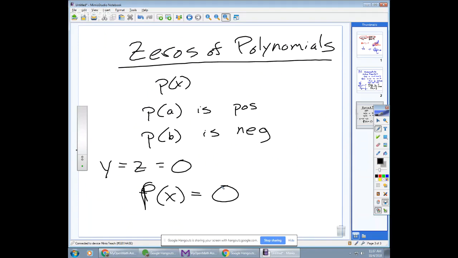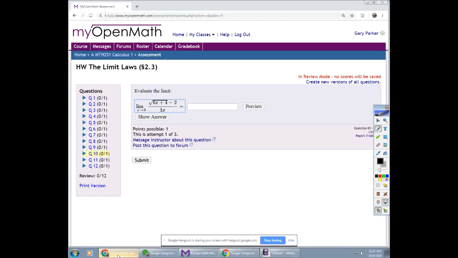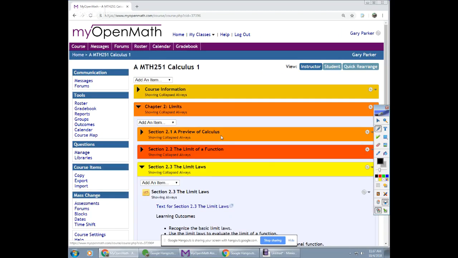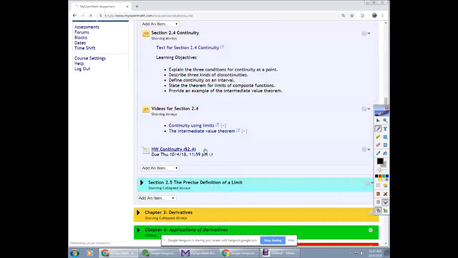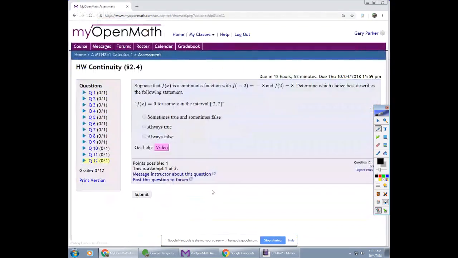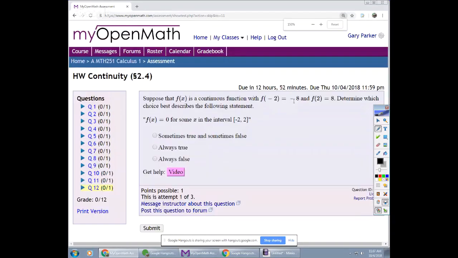All right, so a couple of homework problems. One is based on that, one is not. So let's see, that was 2-3. Let's go to 2-4. All right, so this is an intermediate value theorem question.